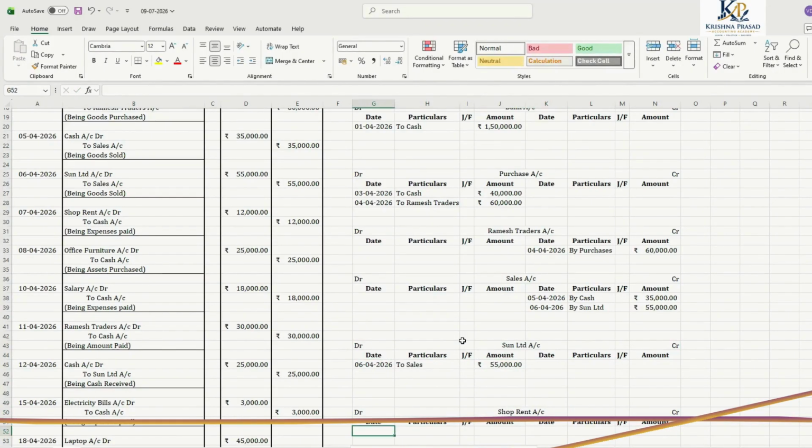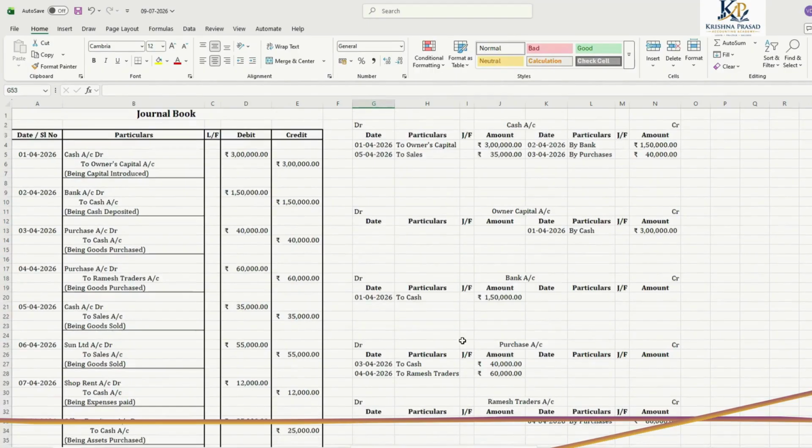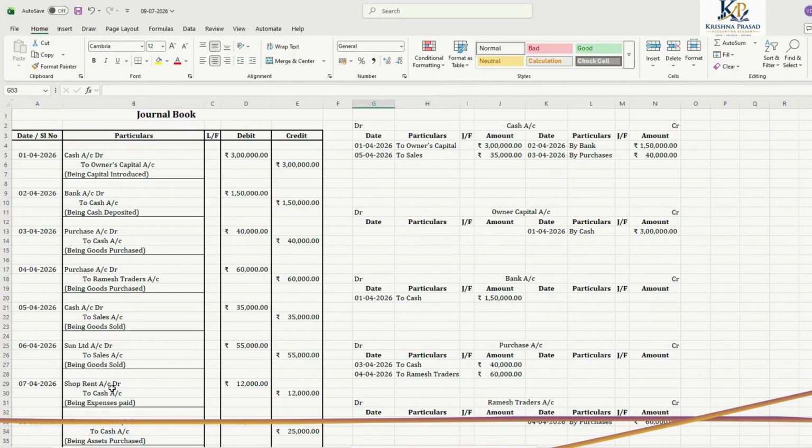Shop rent is on the debit side. We need to enter the opposite account on the debit side. What is an opposite account? Cash. To cash 12,000. In the cash account, cash is on the credit side, so on the credit side we need to enter the opposite account. What is an opposite account? By shop rent.